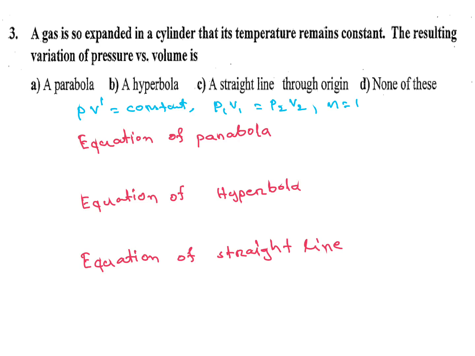Then the equation of a parabola is y square equal to 4ax, and the equation of a hyperbola is x square by a square minus y square by b square equal to 1. The straight line equation is y equal to mx plus c, slope intercept. So from here, the equation of a parabola is not possible, this one also not possible, only the equation of a hyperbola. B is our answer.